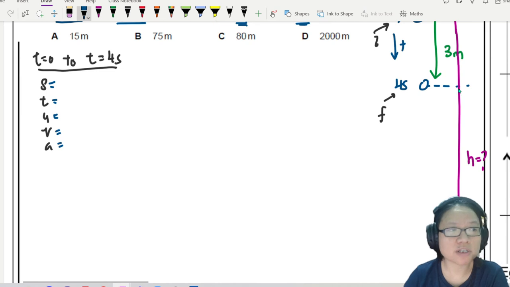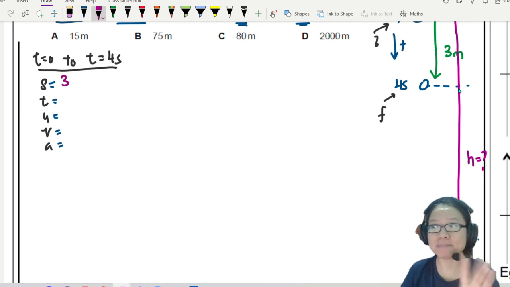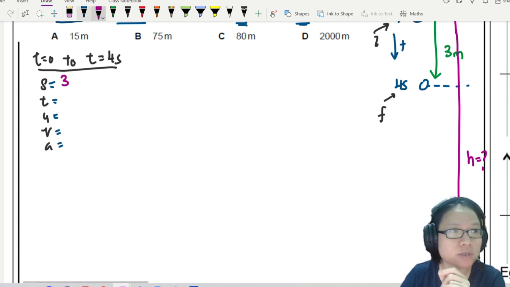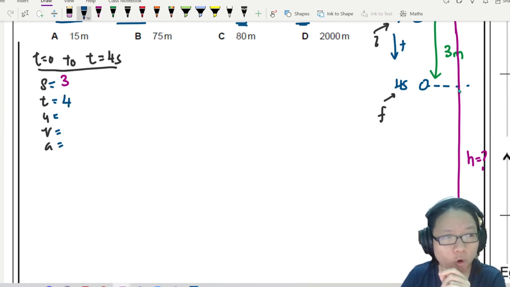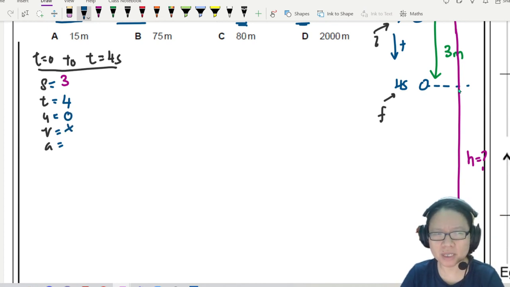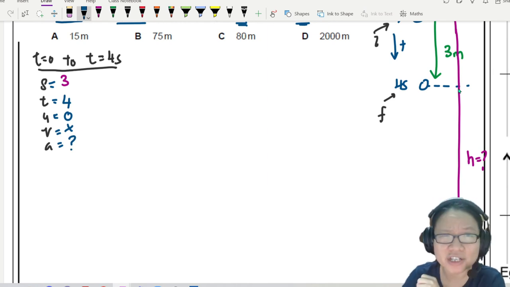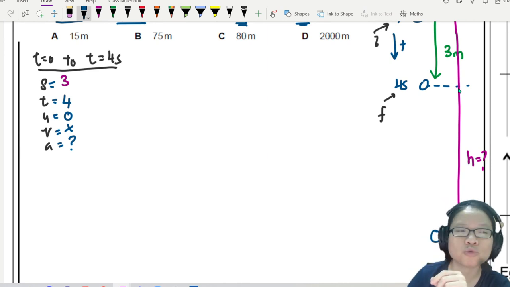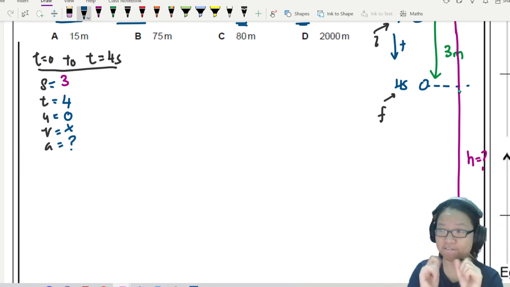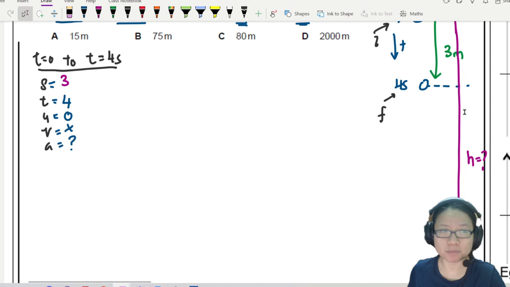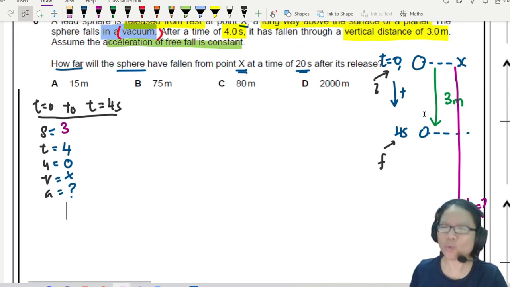Okay? So this means my S is 3. My time is 0 to 4 seconds, so that would be 4. My initial speed, I release the ball, 0. I don't have final speed. I'm trying to see whether my acceleration is 9.81. So pause the video and think of an equation. What equation would you use when you don't have V? I don't have the speed of the ball at this position. What equation to use?